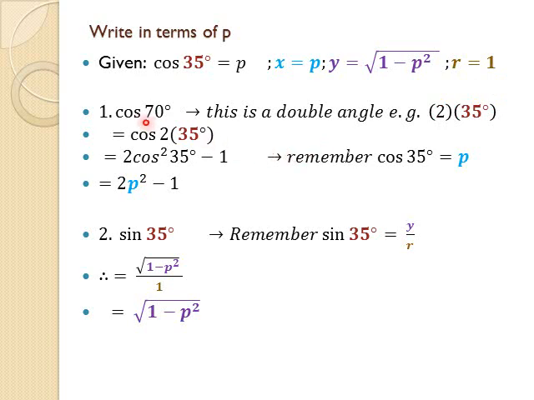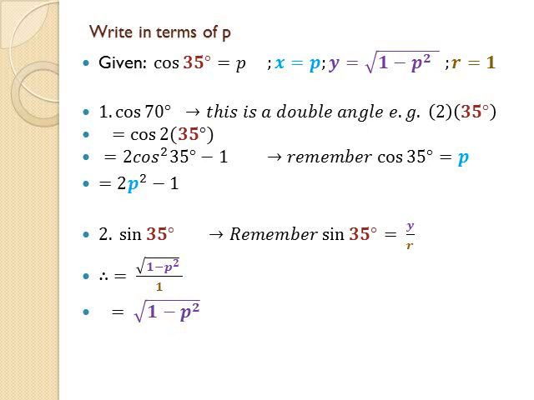So given cos 35 is P, we know now that x is P, y is square root of 1 minus P squared, and r is 1. So cos 70, to make it 35, we assume you know 2 times 35 is 70. So I've made it a double angle now. I can expand, I use 2 cos squared 35 degrees minus 1. Now cos 35 is P, so that becomes P squared. 2 stays there, so 2P squared minus 1, and I've solved cos 70. Sin 35, we assume you remember, is y over r. My y, square root of 1 minus P squared, over my r, which is 1. Anything divided by 1 stays the same.